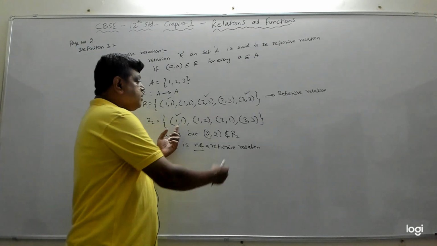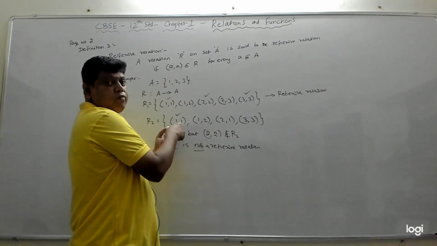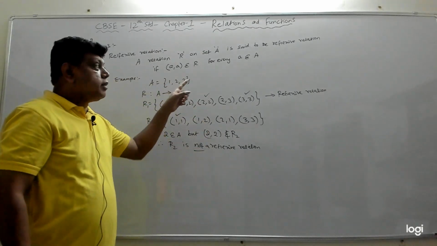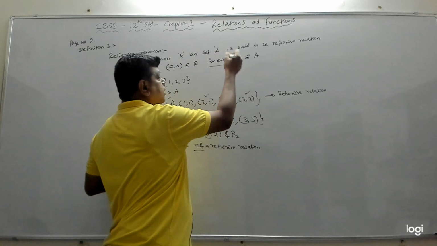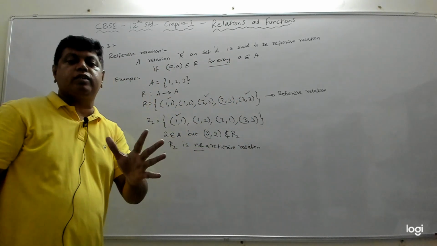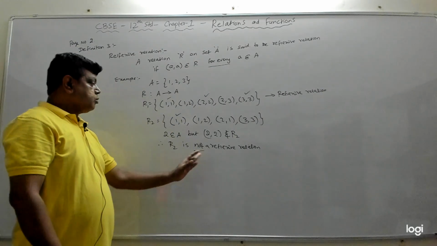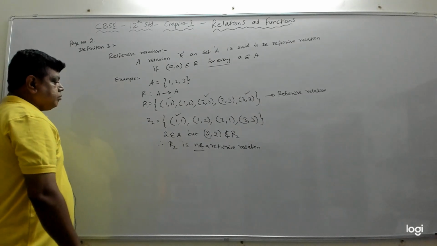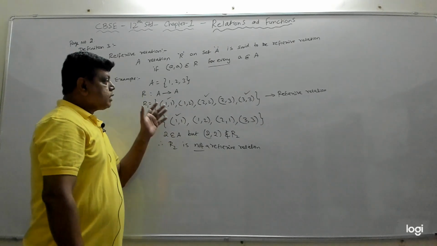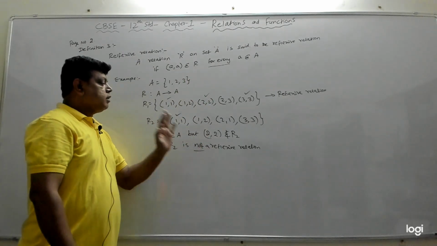(1, 1) may be there, (3, 3) may be there. For 3, (3, 3) is there, for 1, (1, 1) is there. But for 2 also it should be there. For every element in A, that's the meaning of this. For every element this condition should be true. Even for 1, if it fails, R is not reflexive. Clear? So this is how we define. These are the two examples: one for a reflexive relation, the other for a relation that is not reflexive.